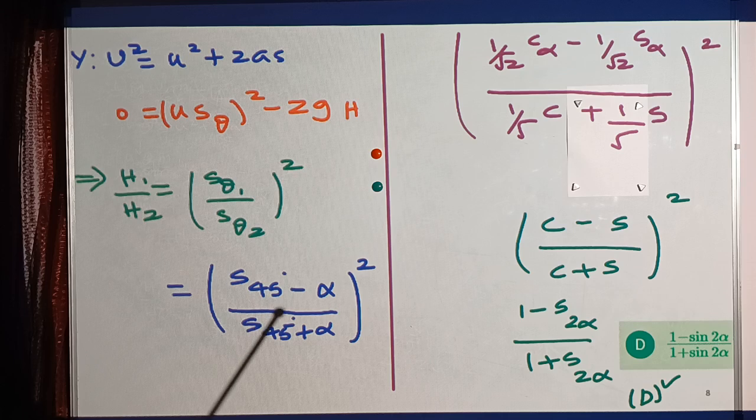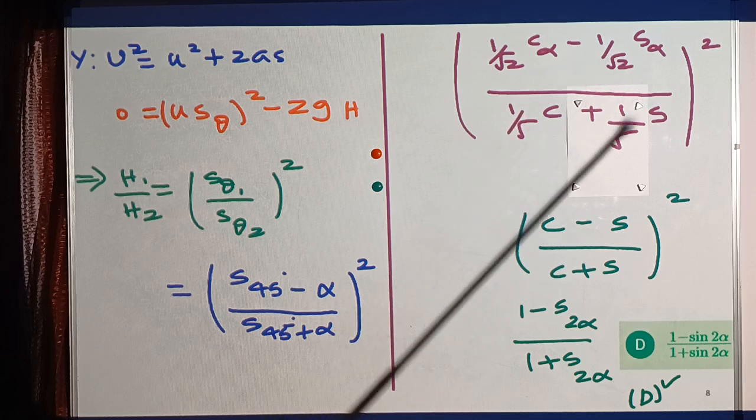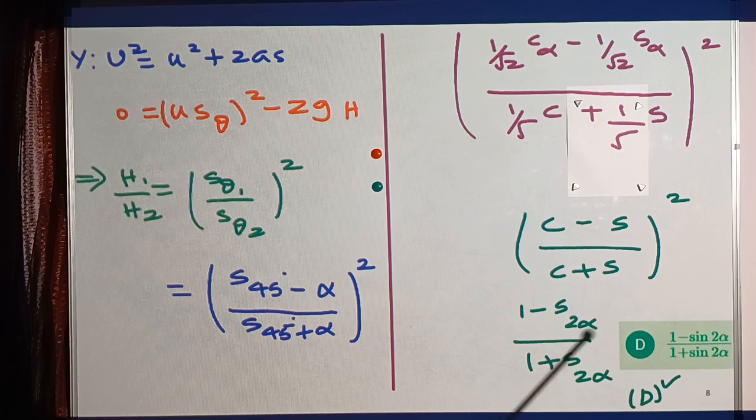So the first one is 45 minus alpha. Second is 45 plus alpha. So use the sine A minus B formula and sine A plus B formula. And then you have to square it. Sine square plus cos square is 1. So it will become 1 minus sine 2 alpha divided by 1 plus sine 2 alpha.